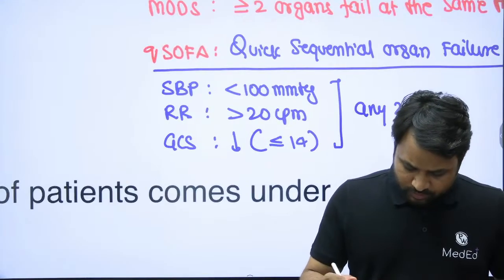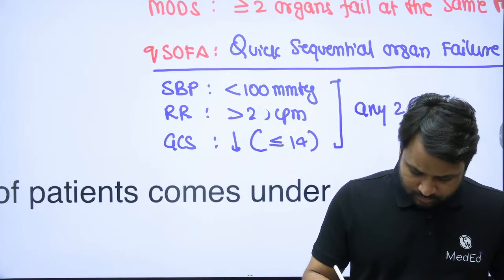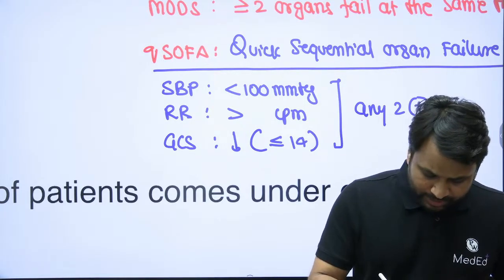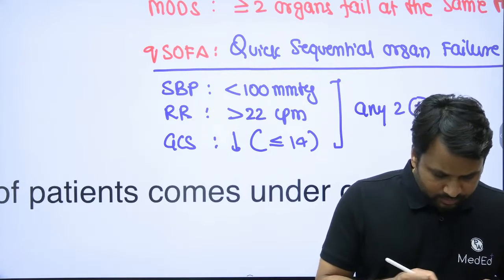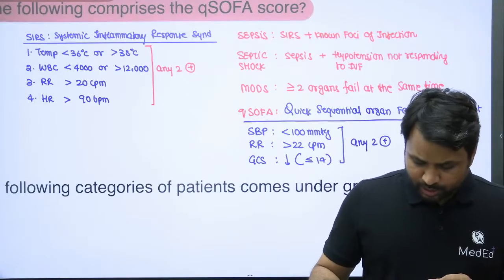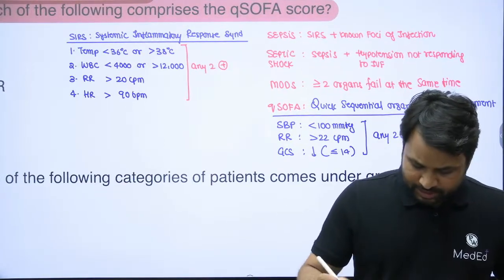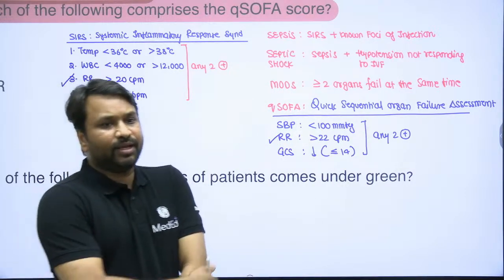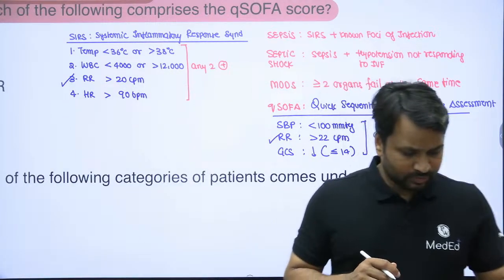So in qSOFA, respiratory rate is 22, beta. In qSOFA, respiratory rate has to be more than 22 cycles per minute, not 20. So 22 cycles per minute. The only difference that you will see in SIRS and qSOFA is respiratory rate. In your SIRS it is 20, in your qSOFA it is 22. Clear?